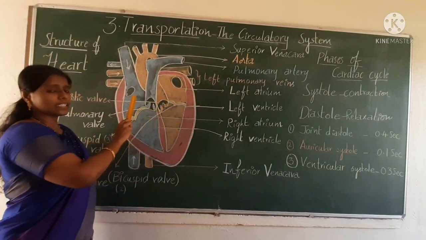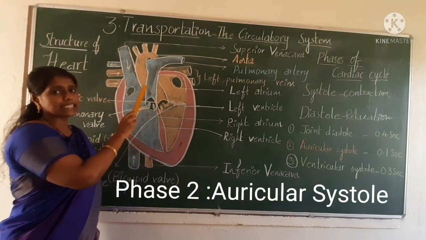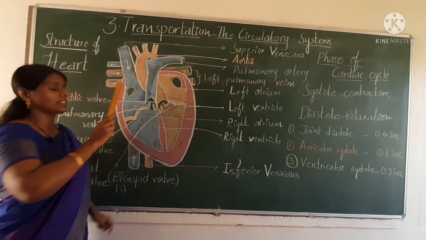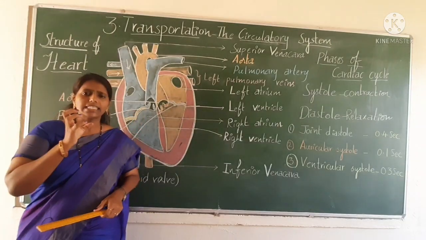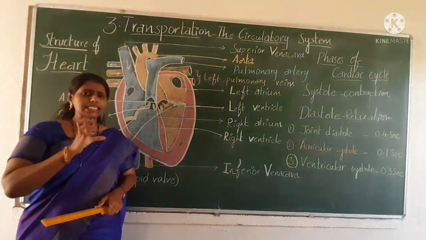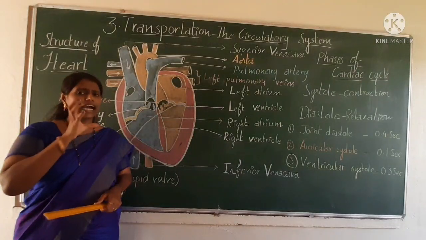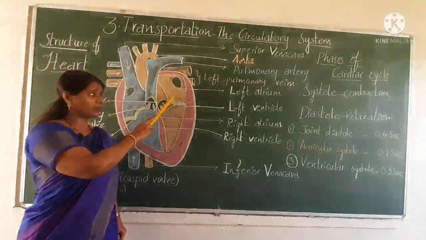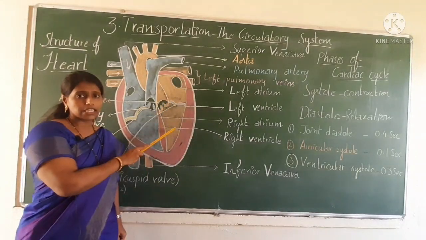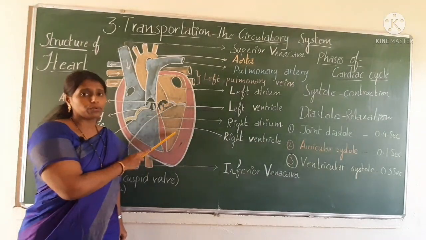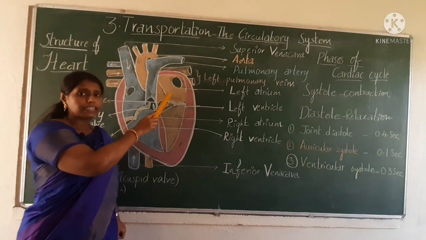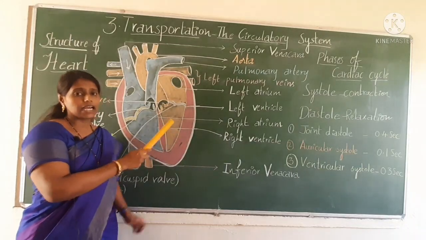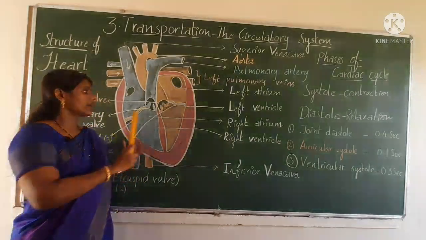Now the auricles enter the auricular systole phase, where the walls of the atria start to contract. As a result, the pressure inside the auricles is high. There is a pressure gradient between the auricles and the ventricles, where the pressure is low. Now the blood will move into the ventricles. Now the ventricles accept the blood.